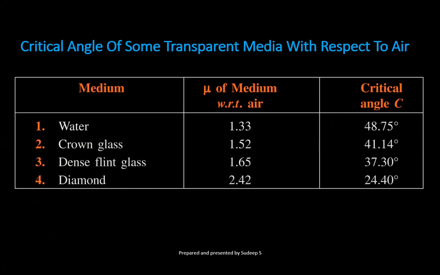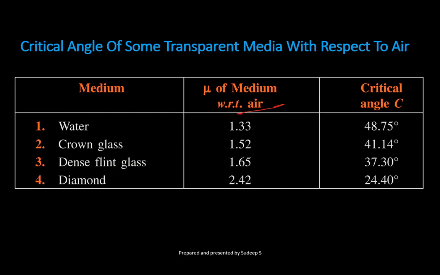Now, these are some examples or specific values of the critical angle of some transparent media with respect to air. So here water is 48.75. Okay, please remember that this is the refractive index with respect to air. So the critical angle in this case is 48.75. Crown glass with respect to air is 41.14 degrees. Dense flint glass is 1.65, critical angle is 37.30 degrees.